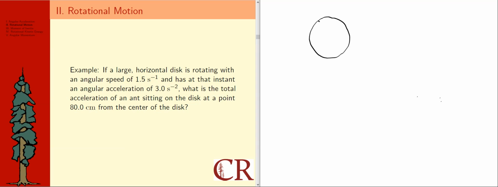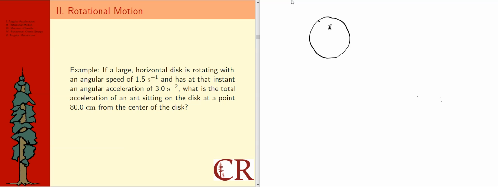So maybe we can imagine that this is the disk, and I didn't really say if the ant was sitting on the edge or anything, right? So maybe I could just draw in an ant here somewhere, here's this little tiny ant. I'm going to try to give it some legs or something. How many legs do insects have again? Anyway, hopefully I got that right. So anyway, there's that ant.